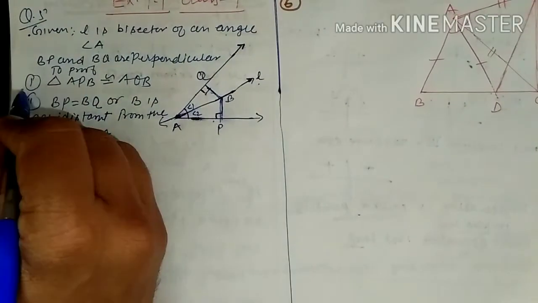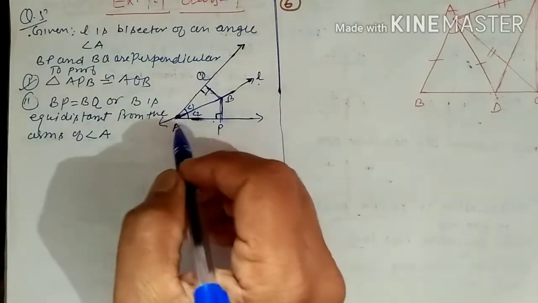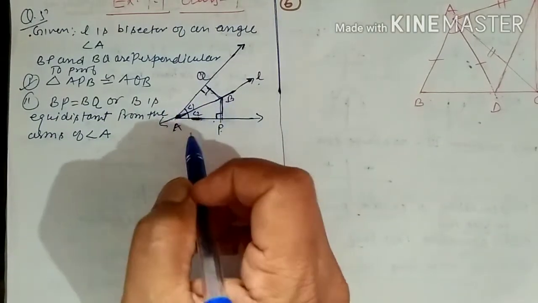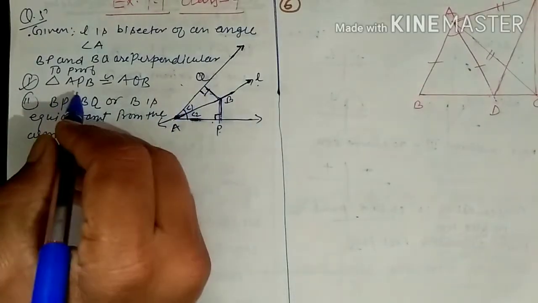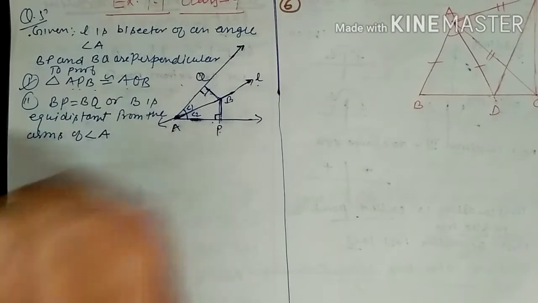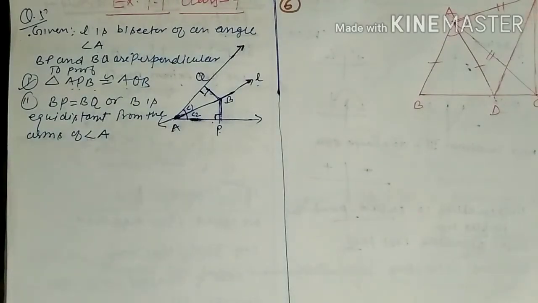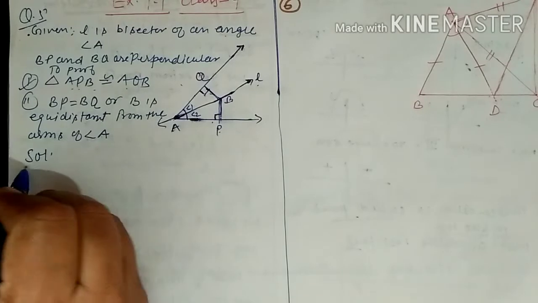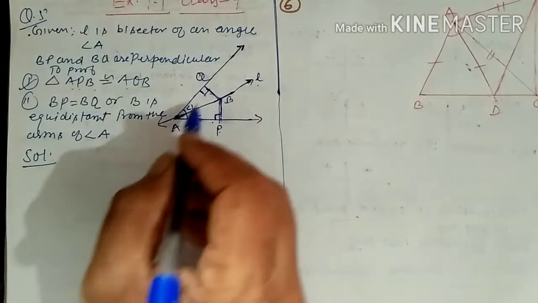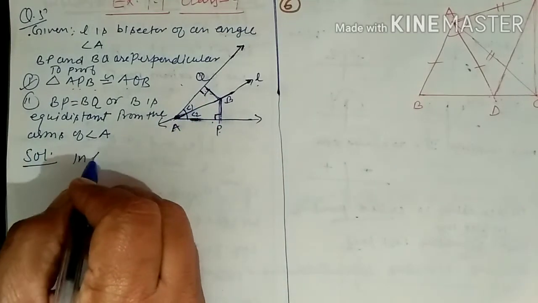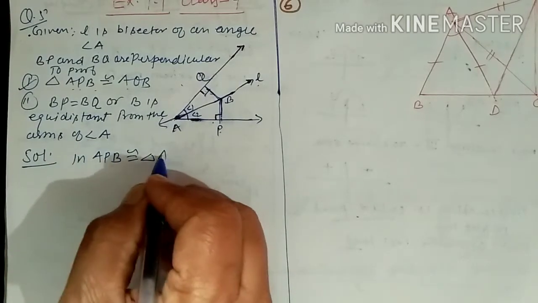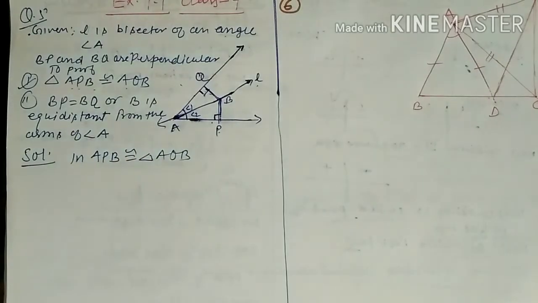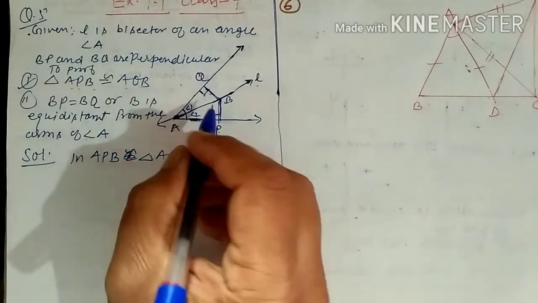In solution, first of all we have to prove that the APB is congruent to AQB, clear? So what we have to prove? APB is congruent to AQB, okay? In solution, so just look at that triangle. In triangle APB and triangle AQB, what we have?